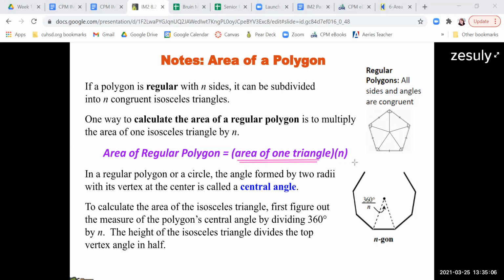But the goal here is that we're trying to just find the area of a triangle. And then the last step, times n, is a quick final thing to do. All right, so essentially finding the area of a regular polygon is basically finding the area of a triangle, and then times by how many triangles.